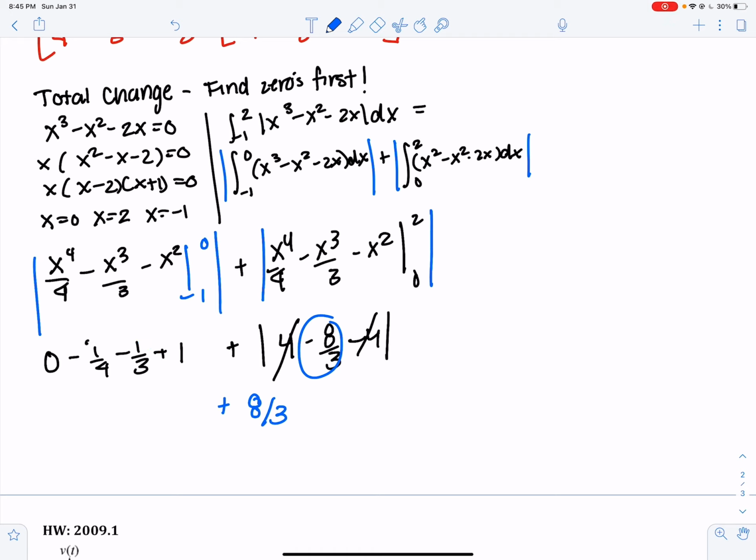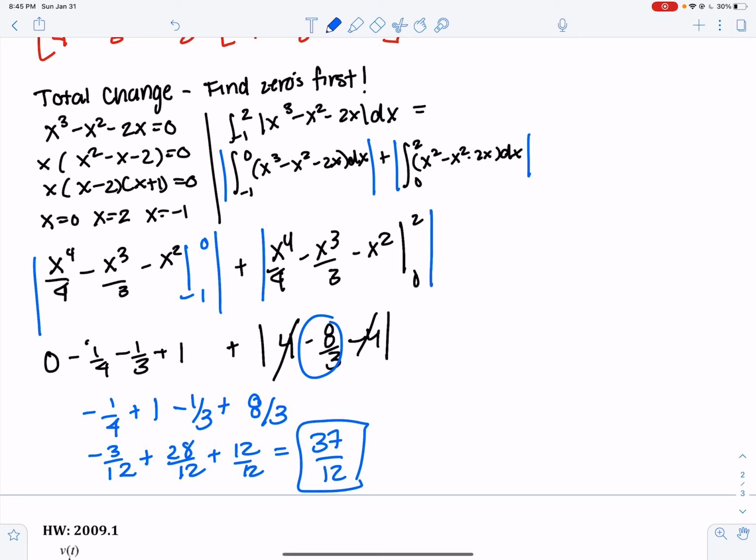So this is 1, so this is minus 1/3, which I can combine with the 8/3, and then 1, and then minus 1/4. Again, you can leave it like this, but if you want to simplify, this is negative 3 over 12 plus 28 over 12 plus 12 over 12. I end up with 37 over 12. Not fun. It's okay to leave it like this.